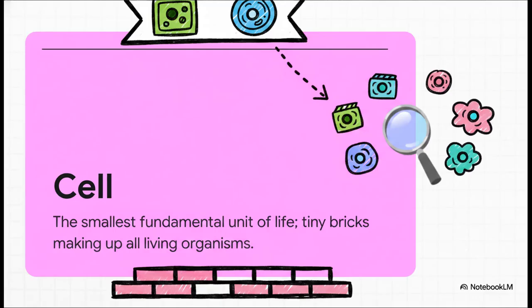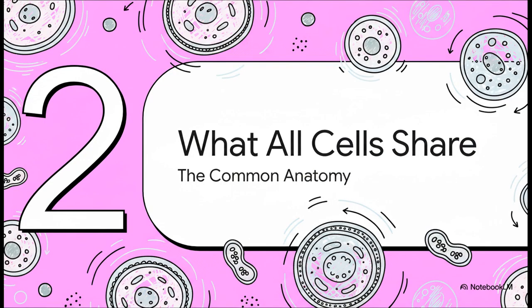The answer is that you are all made of cells. A cell is the absolute smallest fundamental unit of life. They're the tiny, living bricks that make up all living organisms, including you and me. Today, we're peering through our virtual microscope to look at the two main flavors of life on Earth, plant cells and animal cells.